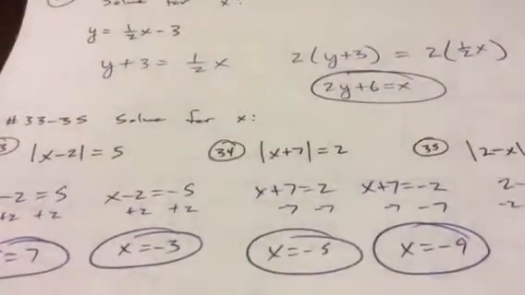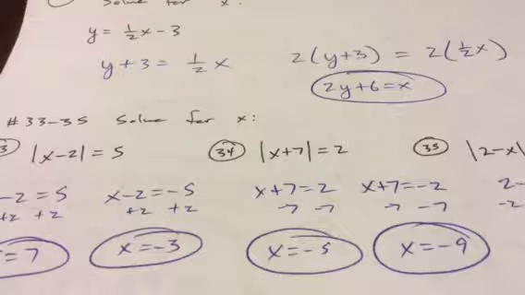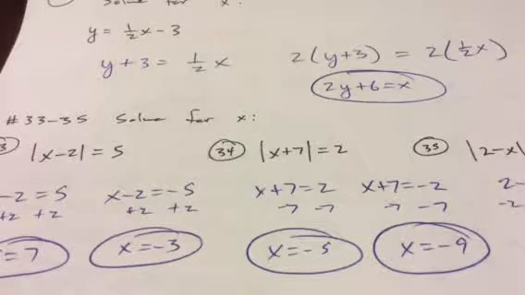Moving on to 34. x plus 7 is 2. x plus 7 is negative 2. You're going to subtract 7 from both to get negative 5 and negative 9.